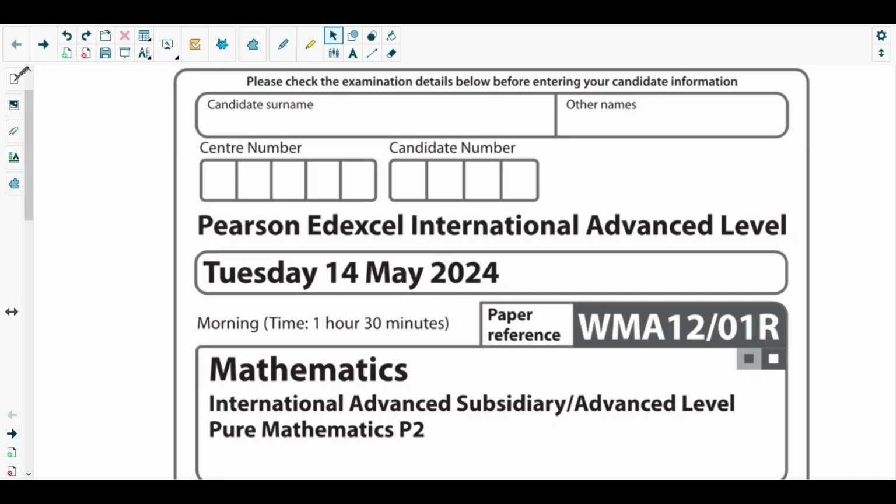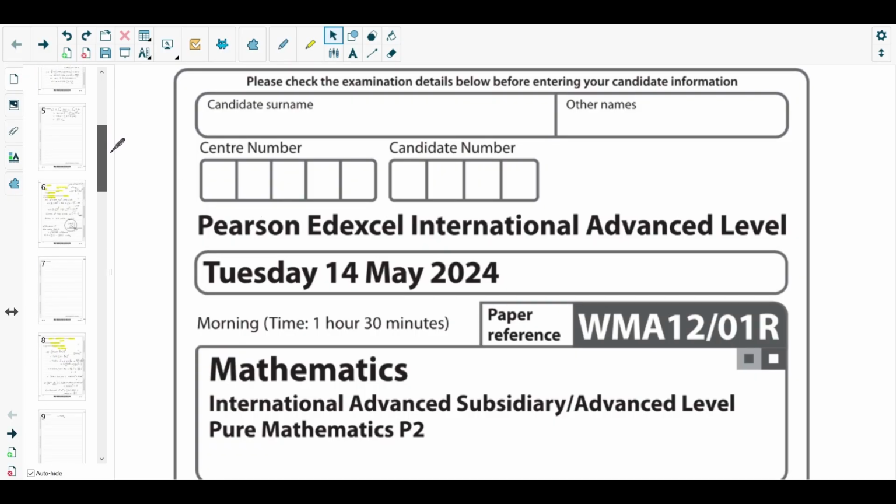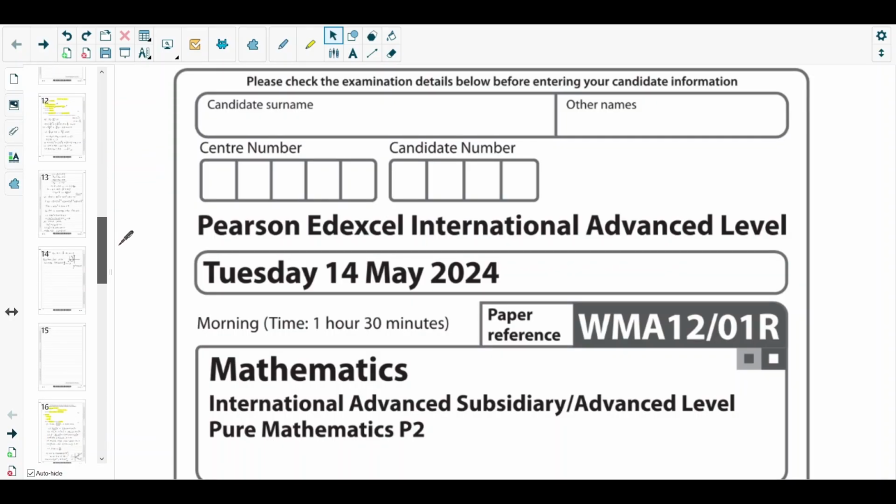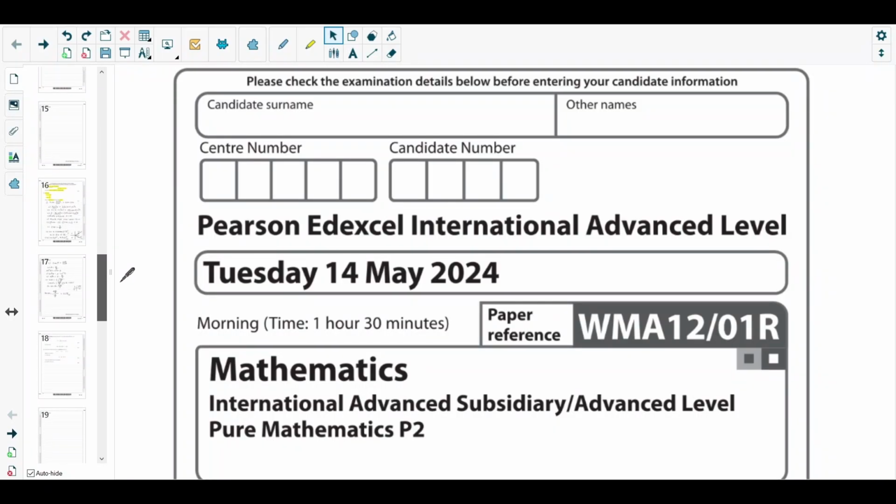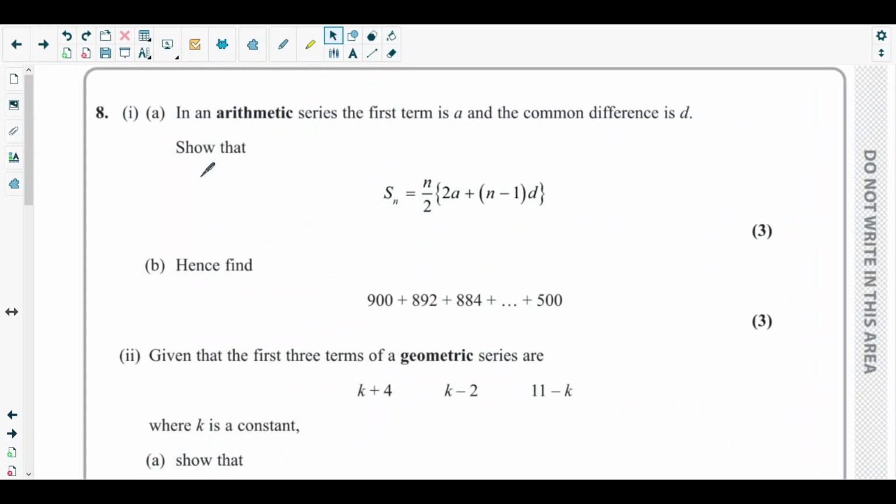In this video, we will be solving question number 8 from the recent past paper of Pure Mathematics 2, which is the May 2024 P2 paper. So let's get started with question number 8. Okay, so at first, part 1A.